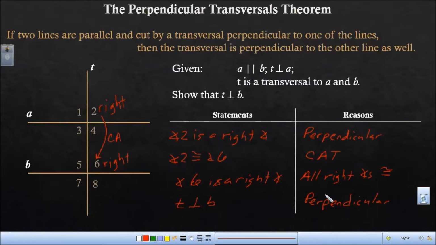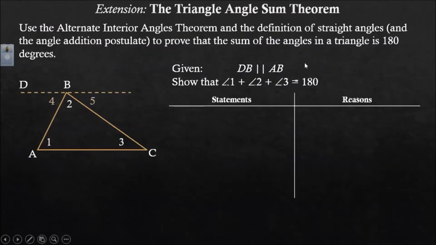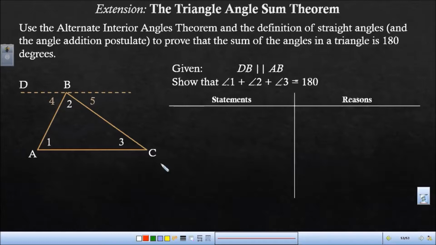Alright, last proof for today, and this is the awesome, oh, I love this one. This is a great proof. Okay, this is an important proof, an important idea for the entire next chapter. And it goes like this. We want to show that angle 1, angle 2, and angle 3 sum to 180 degrees.